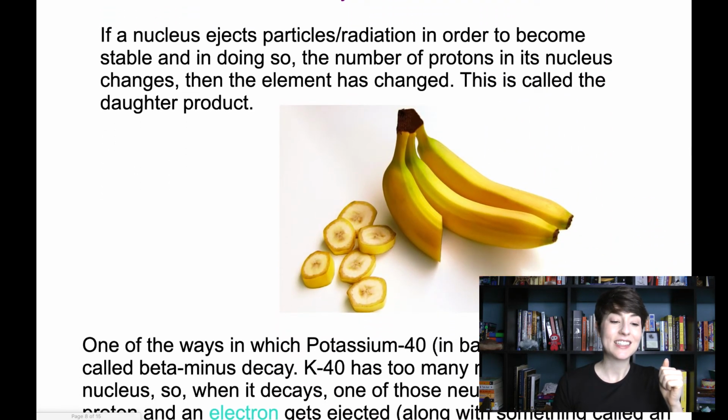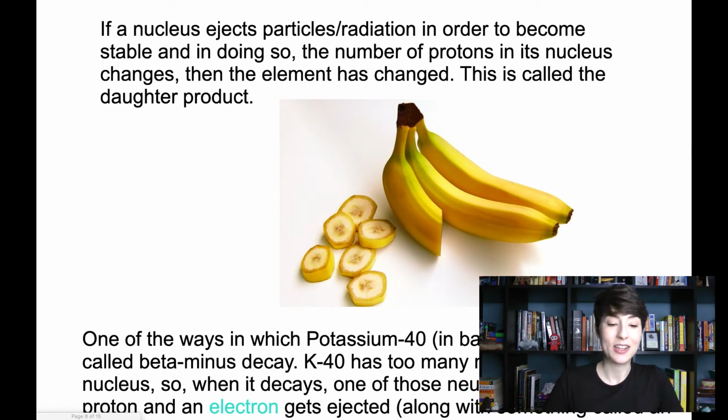If a nucleus ejects particles or radiation in order to become stable, and in doing so, the number of protons in its nucleus changes, then the element itself has changed. So the new element that forms is typically called a daughter product.